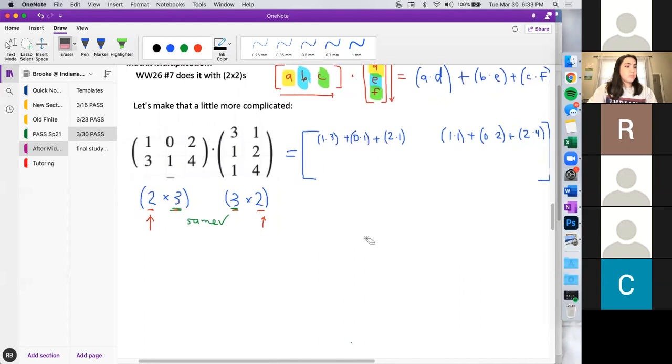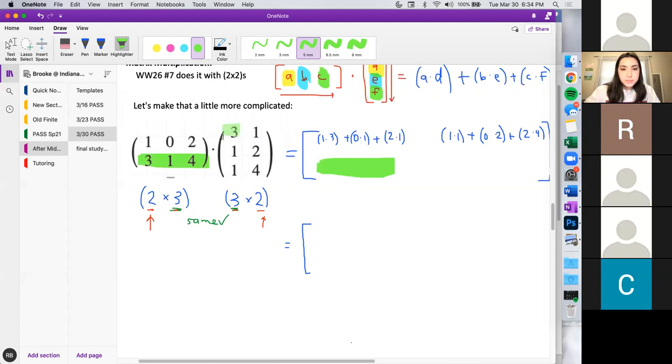All right. Should I keep going with the other two entries, or should we just simplify? Yes, okay. All right, so let's say I wanted to figure out this slot right here. Which row and which column do I want? I'll have someone answer me. Second row, first column. Second row, row 2, column 1.